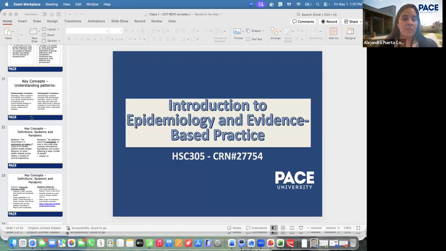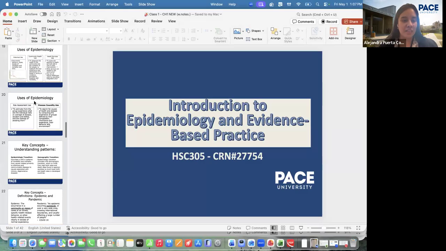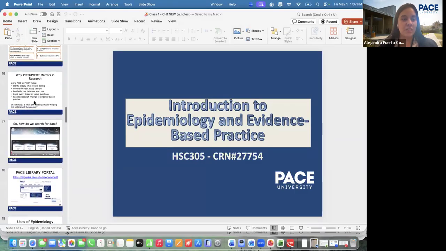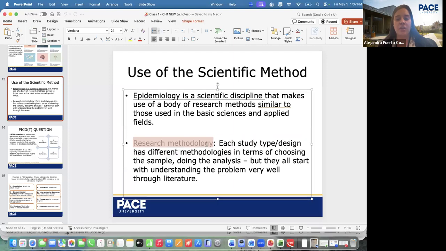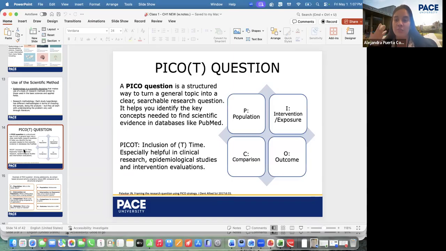So from the first class, I would say things to take into consideration are, of course, this slide, the use of scientific method, right? So why do we do research methodology? Just understanding that there needs to be a methodology to do the research. Okay. PICO question, of course: population, intervention, exposure, comparison, and outcome, right?